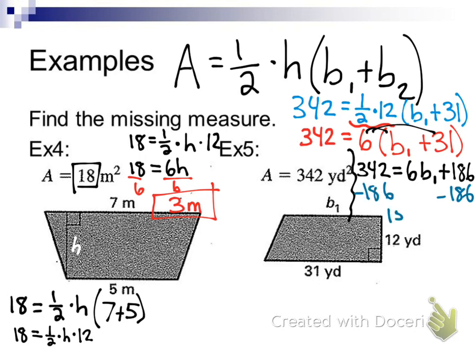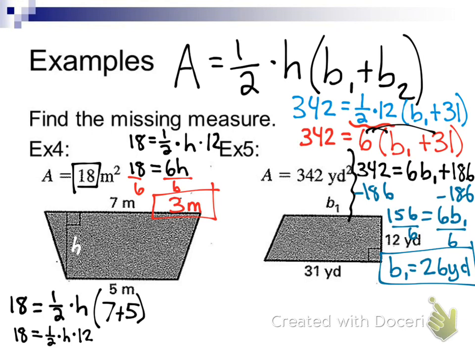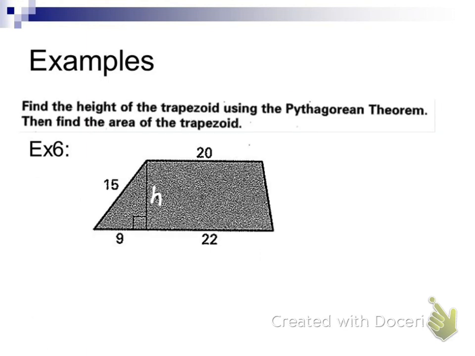So we end up with 156 equals 6 times that b, and then divide by the 6. Oh my goodness. This is just a little more work than you guys are used to. A lot of steps. Just have to be careful not to trip yourself up. Any questions?